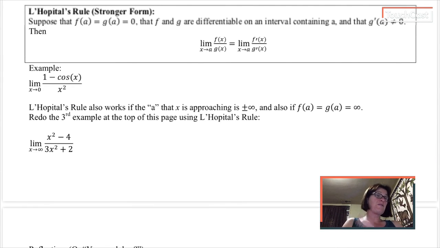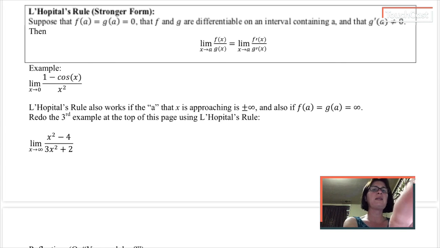So that's what we call the first form or the weaker form. It turns out that L'Hôpital's rule is even stronger than that. You can continue to take derivatives. If you try to use the first derivative like we just did, and you end up with 0 over 0 again, or you end up with infinity over infinity, you can keep taking derivatives. As long as you keep getting indeterminate forms, you can keep taking derivatives until you finally get an answer.